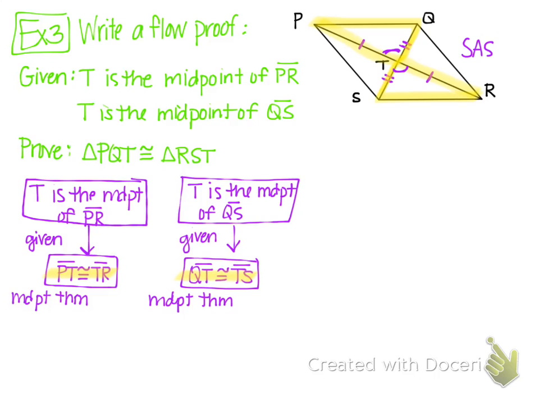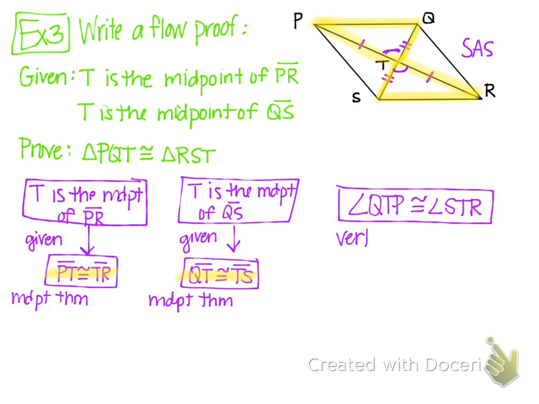So I need one more thing. And we looked at the picture and we discovered that we had some vertical angles. So we're going to say that angle QTP is congruent to angle STR. And that's a statement. And our reason is vertical angles are congruent. And we use symbols. So that's our third thing that we need. Now we have all three things.